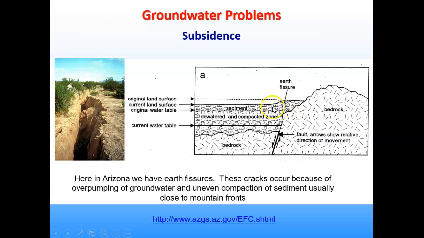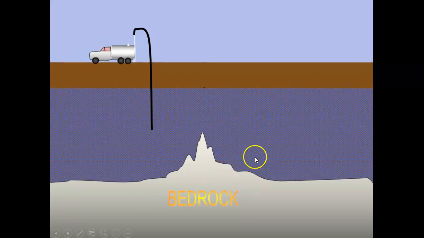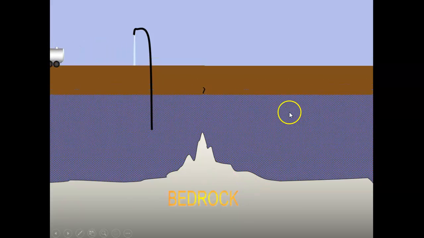And the different compaction rates cause these big fissures to show up. And that can definitely be a problem. And so if you have structures and things across here, then of course those can be impacted by that. And so this high-tech little diagram is showing that it's not always near mountain fronts.